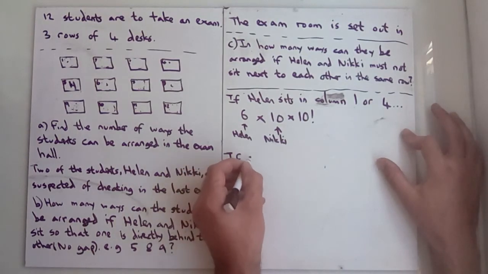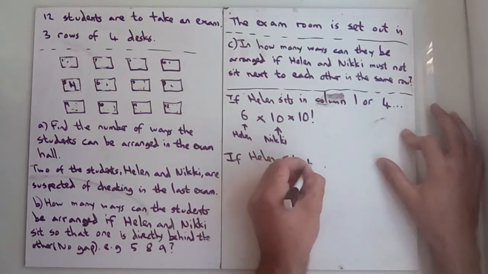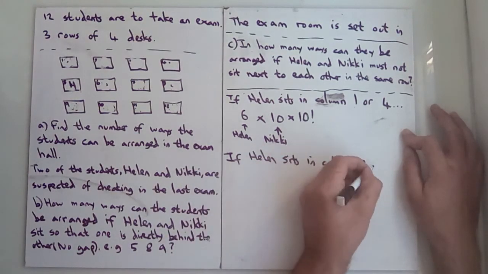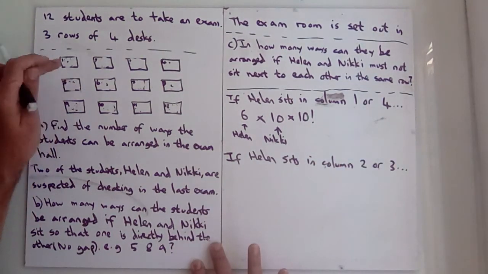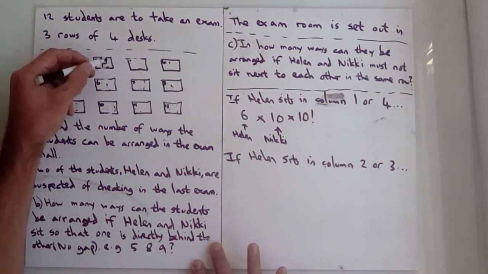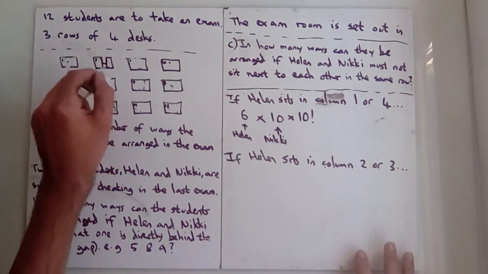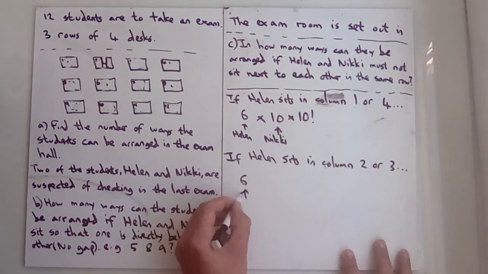So if she sits in the middle, so if she sits in 2 or 3, it is slightly different. So we'll get rid of that H. So Helen's somewhere around here. So say Helen's over here. That means Helen has still 6 choices. 1, 2, 3, 4, 5, 6. So 6 for Helen.